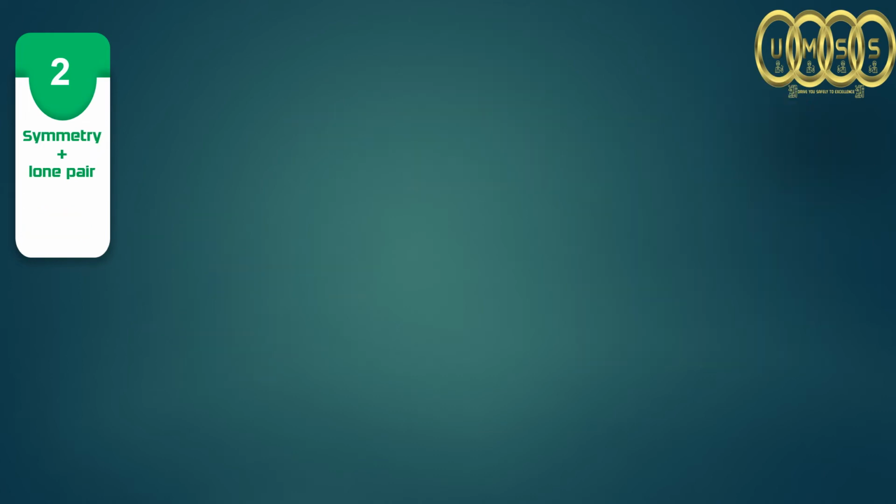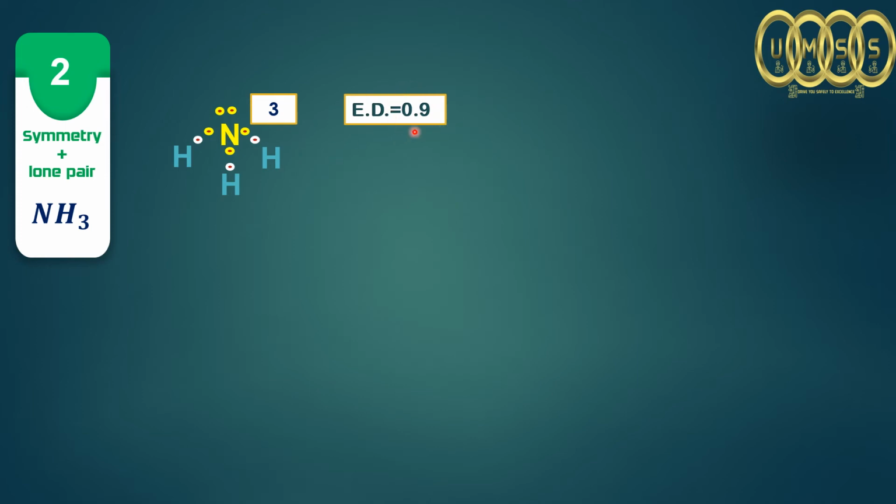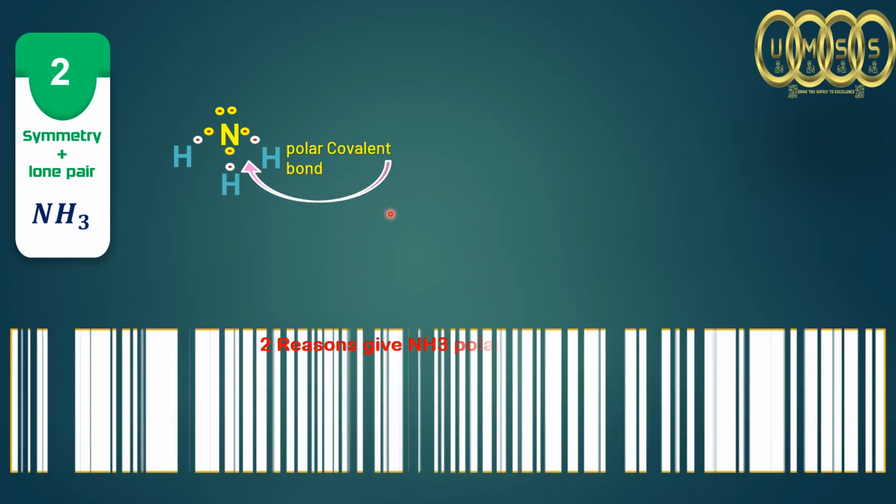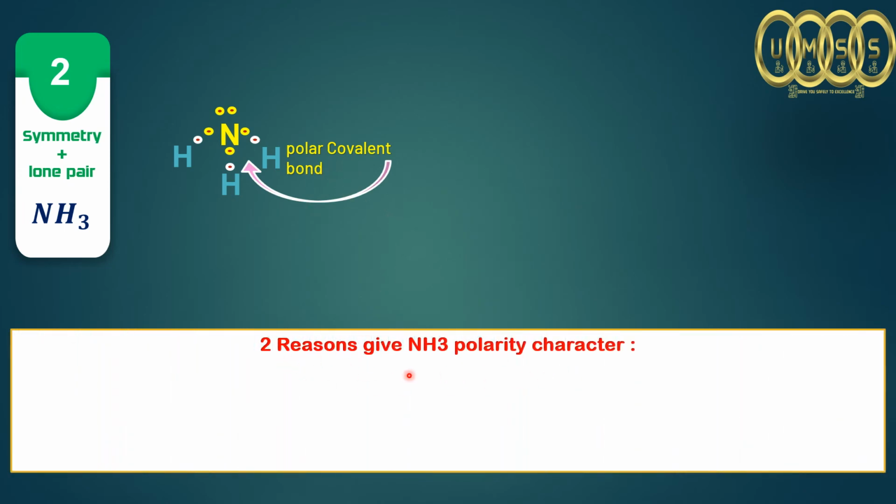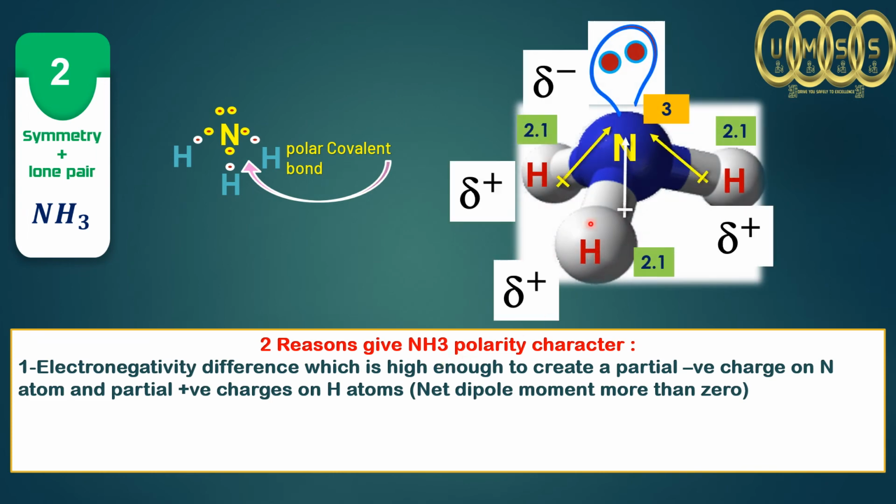The second example about asymmetry and lone pairs of electrons is the ammonia molecule, NH3. Nitrogen is the first element in group 5A like phosphorus, but nitrogen has higher electronegativity, which equals 3. So in the ammonia molecule the electronegativity difference between nitrogen and hydrogen equals 0.9. So all bonds in NH3 are polar covalent bonds. And there are two reasons that give the ammonia molecule its polarity character. Reason 1, the electronegativity difference is high enough to create a partial negative charge on the nitrogen atom and a partial positive charge on the hydrogen atoms. So the net dipole moment is more than 0.